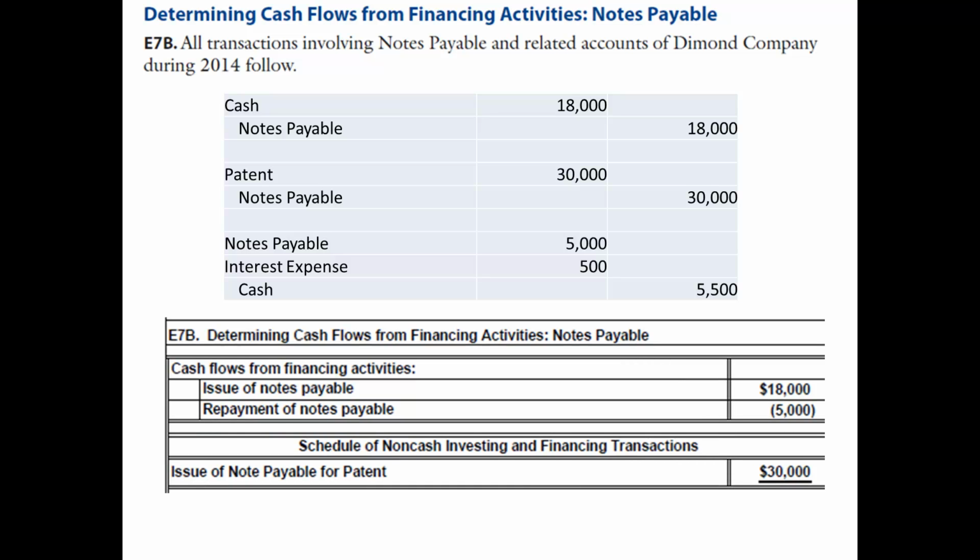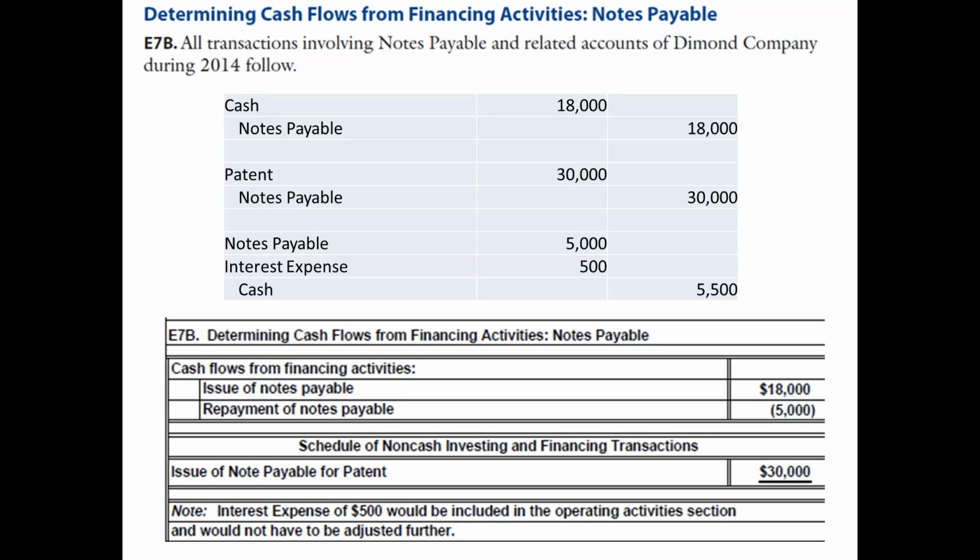Then on the schedule of non-cash investing and financing transactions, this is the second journal entry above. We are trading one for the other. So we're using a financing activity to purchase an investing activity. Since there's no cash involved, it's not going to fall in any of the three categories, but it is going to be in the section at the bottom of the statement of cash flows that represents the schedule of non-cash investing and financing transactions. So there it says we issued a note payable for a patent for $30,000. And then as I mentioned, that $500 in interest would be included in the operating activity section, which is why you don't see it in the financing section.